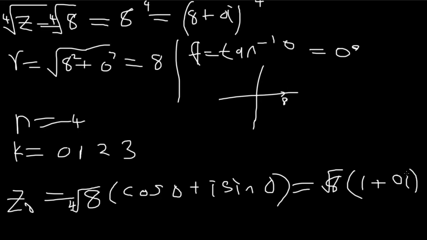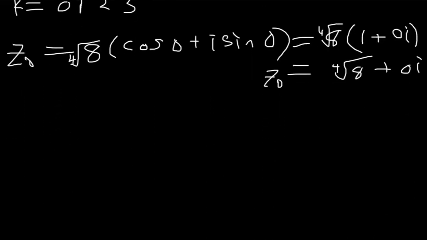So your complex number z0 is going to be the fourth root of 8 plus 0i. This is going to be your first complex number, which is your z0.